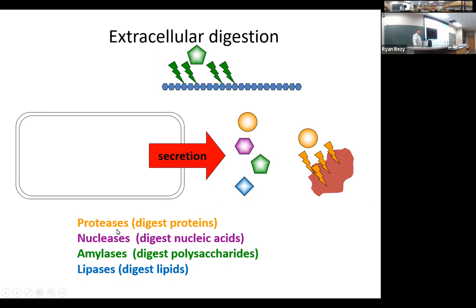For instance, proteases are enzymes that digest proteins. Nucleases are enzymes that digest nucleic acids. There are amylases, which digest polysaccharide sugars. There are lipases that digest lipids. What happens is a yeast cell might make these enzymes and secrete them out to the environment. So my amylase enzyme might come over here and land on this polysaccharide. My protease might come over here and hit this protein. Then they're going to digest them apart, tear them into smaller bits.